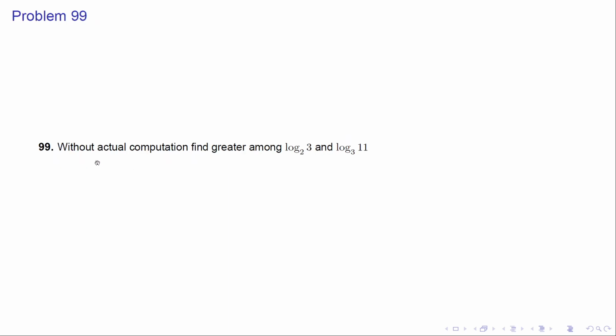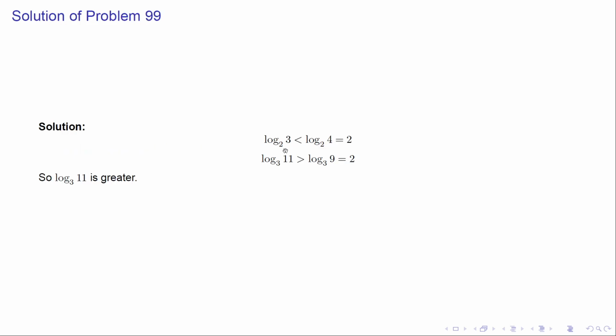Okay. Problem 99 says that without actual computation, find greater among log of 3 with base 2 and log of 11 with base 3. So in this case, we can write log of 3 with base 2 less than log of 4 with base 2, that is 2. And log of 11 with base 3 will be greater than log of 9 with base 3, which will be equal to 2. So we can see by observing these two that log of 11 with base 3 is greater.